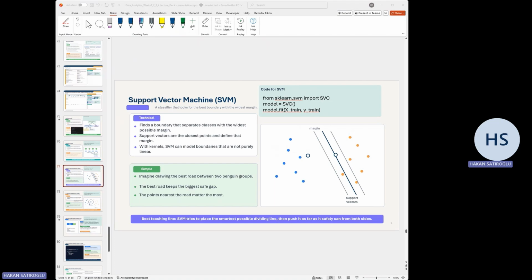A simple way to say this is: imagine drawing the best possible road between penguin groups. The aim is not just to draw a road that separates them, but to place the road so it keeps the biggest safe gap from both sides. The points nearest the road are the most influential because they decide how far the boundary can safely move without crossing into one class or the other. I have an interactive illustration for this one as well, before jumping to the next one, which is going to be nearest neighbors.